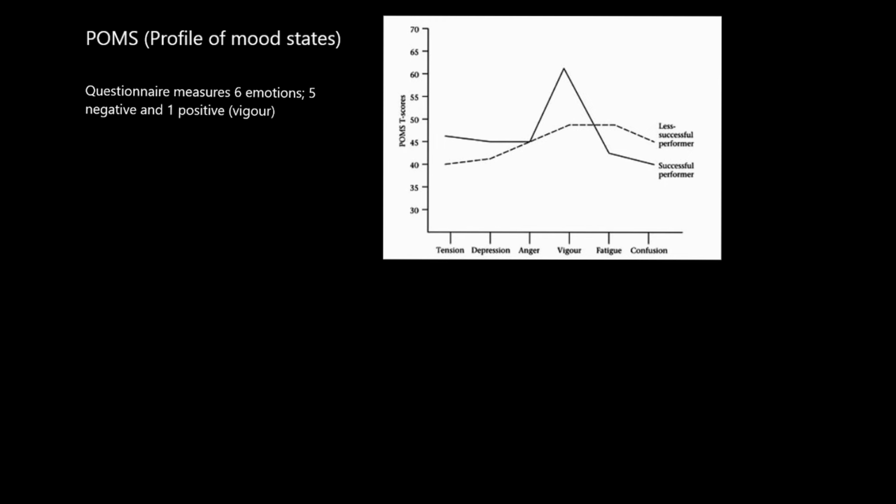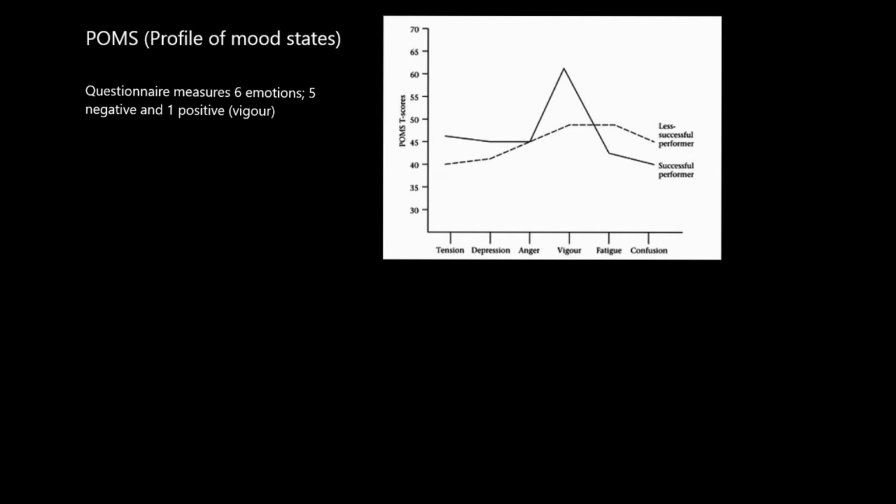And what we generally find is this: if a performer is going through a bad run of results, they generally have relatively consistent scores across all 6 emotions. So the tension isn't necessarily high, and the depression isn't, and the anger isn't, and the vigour's okay, it's not too bad. Maybe they're a bit tired, confusion is a bit low, it's relatively consistent.